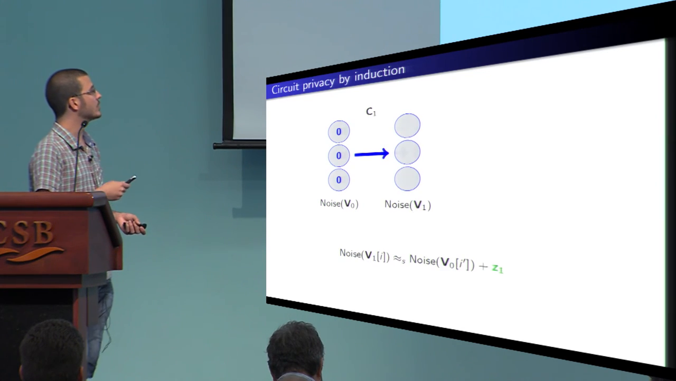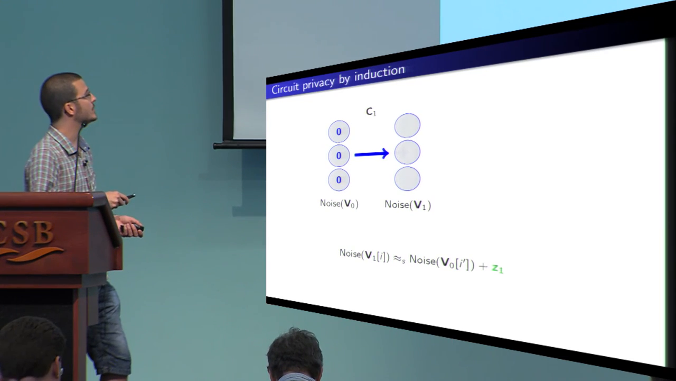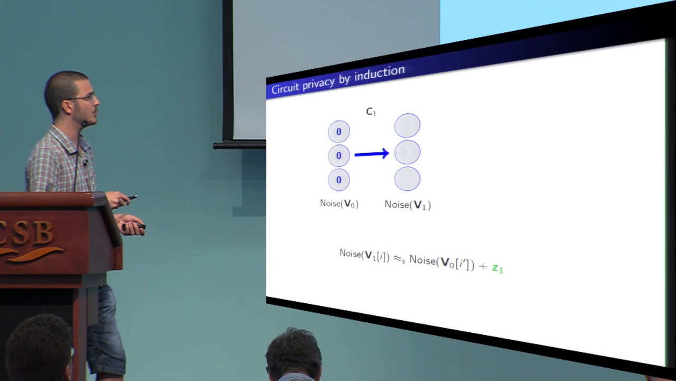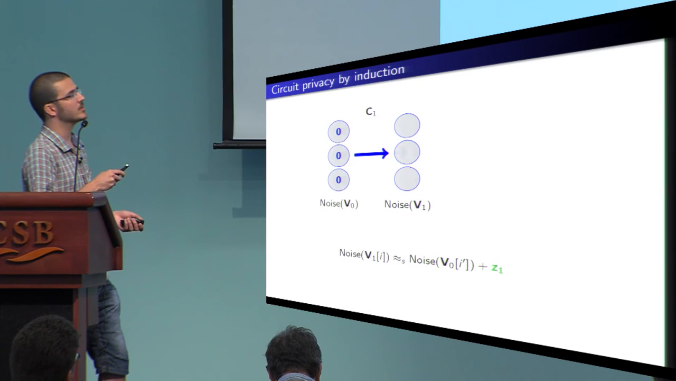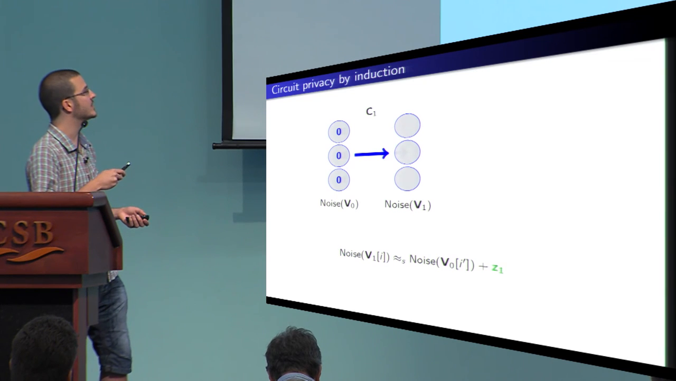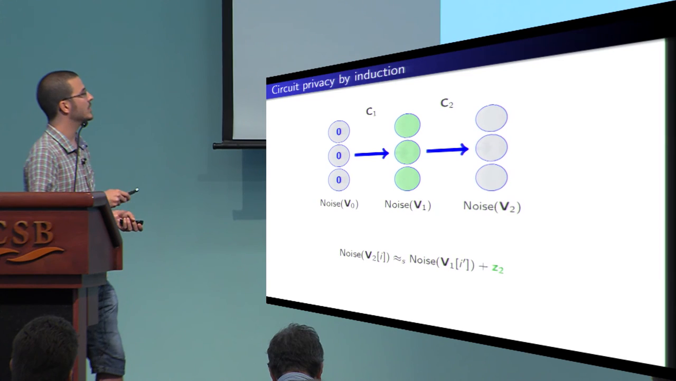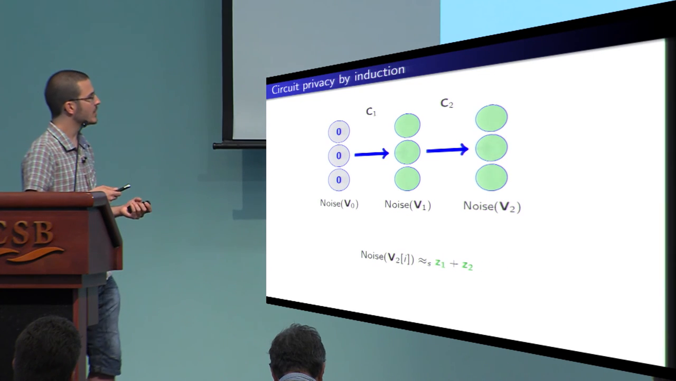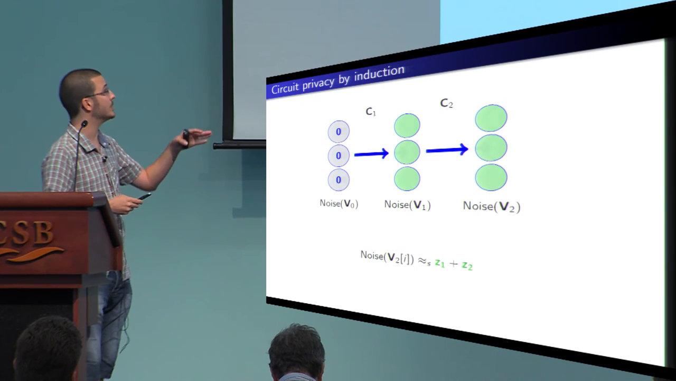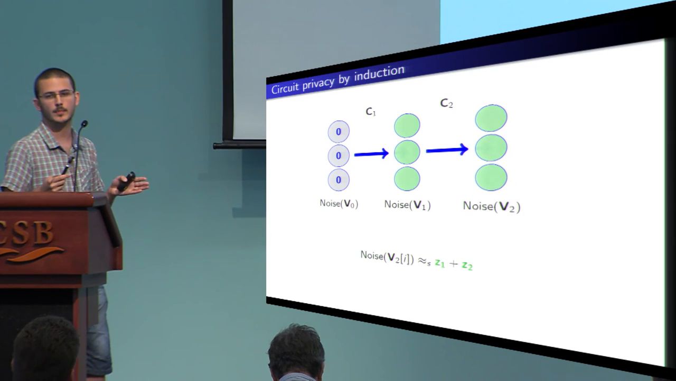Then we do one round of operations. So the noise on the new encrypted state will be the noise on the previous one plus something that depends on C_1. So a Gaussian that depends on the error in C_1. So it only depends on this Gaussian. Then we do the second step. It will be the previous noise plus a Gaussian that depends on C_2. So it will be the sum of two Gaussians, one that depends on C_1, one that depends on C_2. And then we just repeat this until the last step.